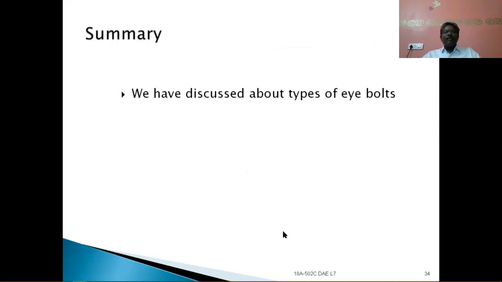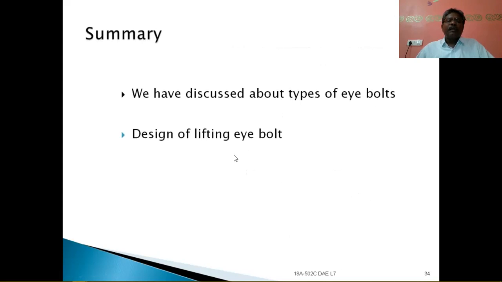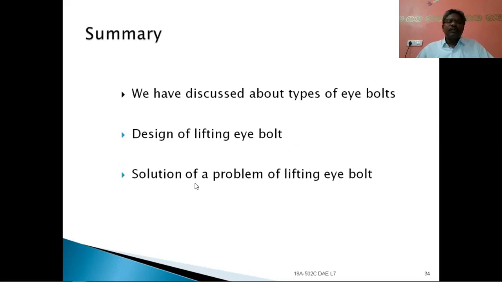Now let us have the summary of this lesson once again. We have discussed types of eye bolts, design of a lifting eye bolt, and solutions of some of the problems of lifting eye bolts.